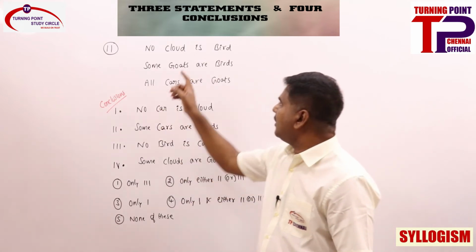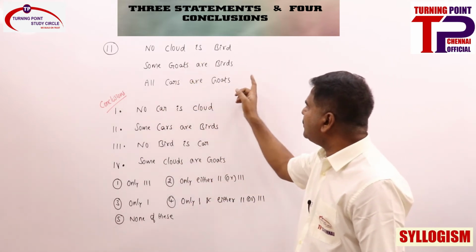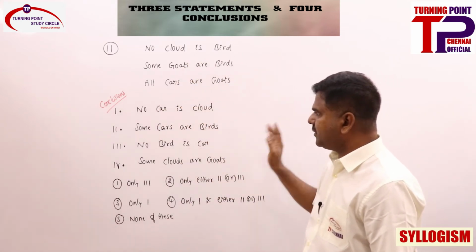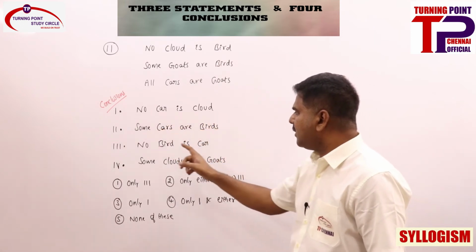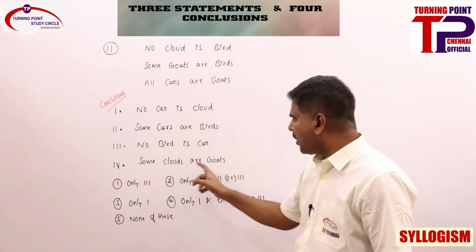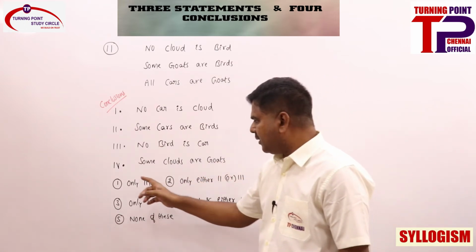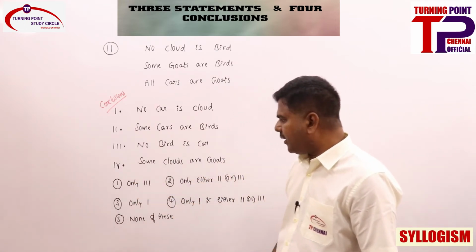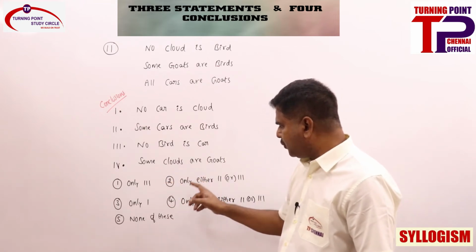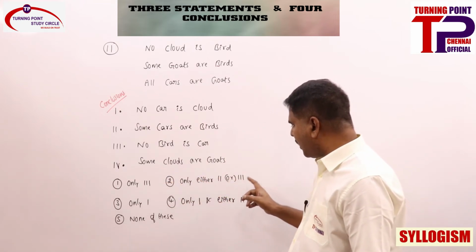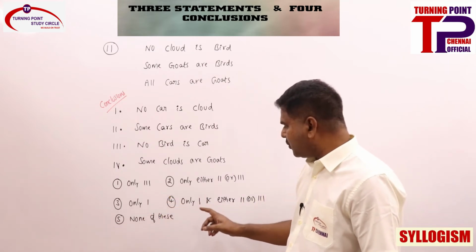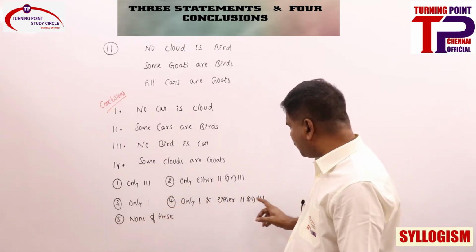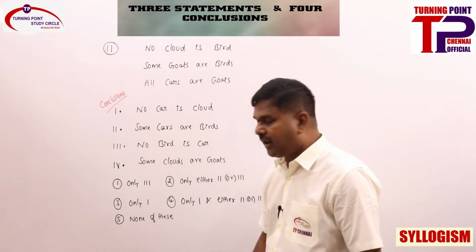Note it down. No cloud is bird. Some goats are birds. All cars are goats. Conclusions: No car is cloud. Some cars are birds. No bird is car. Some clouds are goats. Answers: give answer as 1 if only 3 follows; 2, only either 2 or 3 follows; third one, only 1 follows; fourth one, only 1 and either 2 or 3 follow; fifth one, none of these.